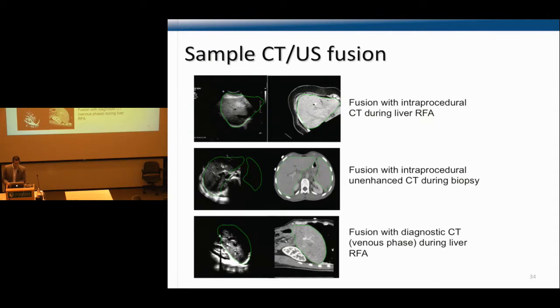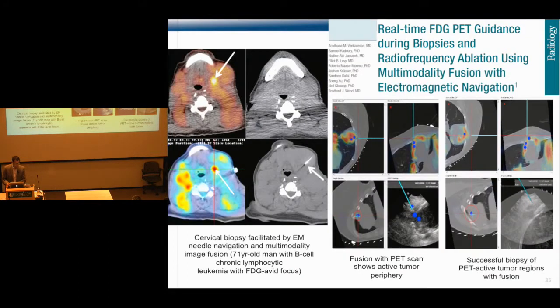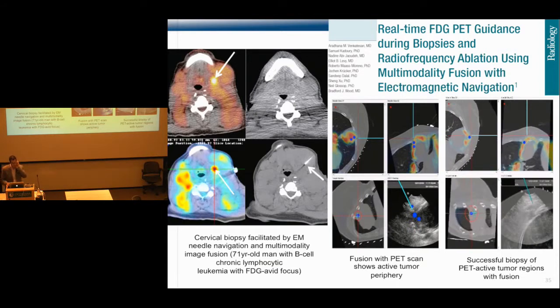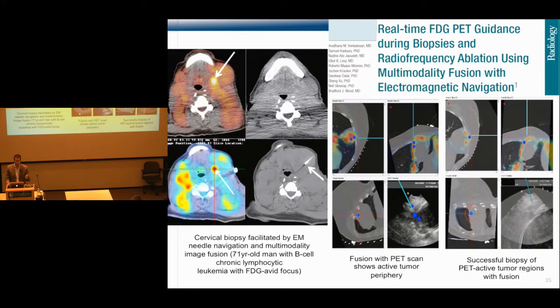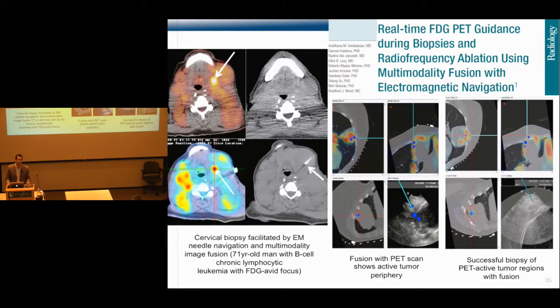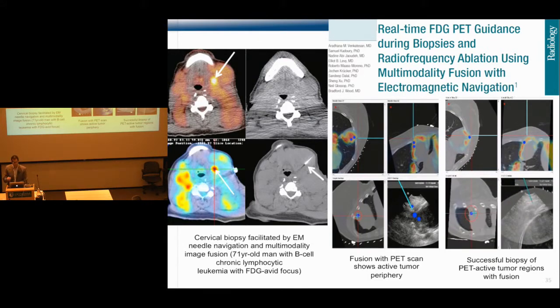So that framework was actually used in a study that we published in Radiology, which was to see how we could fuse PET imaging for targeting of suspicious lesions using electromagnetic tracking. So here we're able not just to fuse prior CT or MRI, but also to fuse metabolic imaging during the intervention. On the left side, this is a case with cervical biopsy from a 71-year-old who had a B-cell chronic lymphatic leukemia with an avid FDG focus.